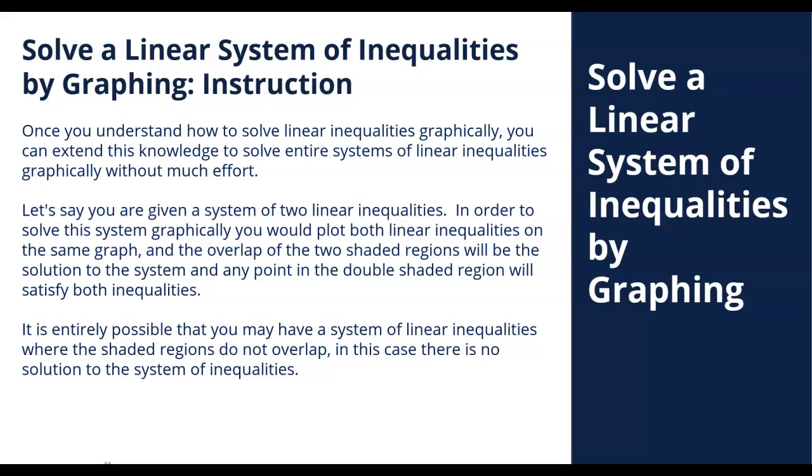So it is entirely possible that you have a system of linear inequalities where the shaded regions do not overlap. In this case, you say that there is no solution to the system of inequalities.